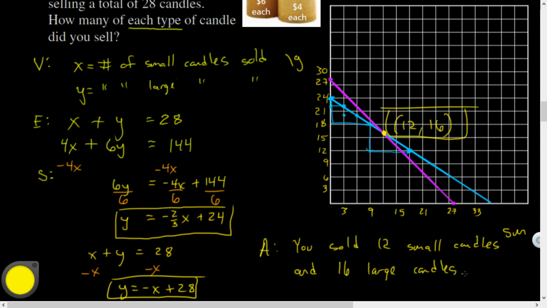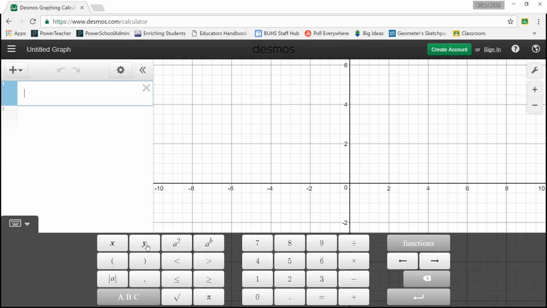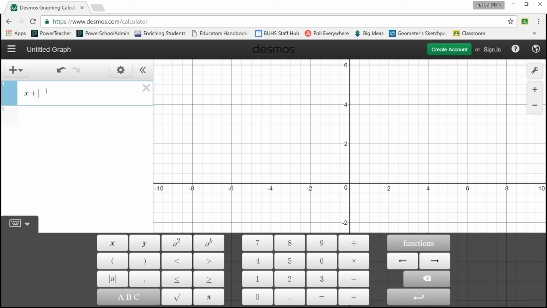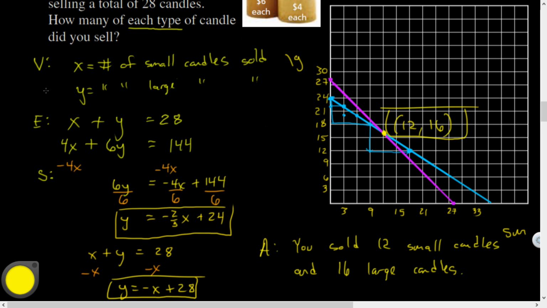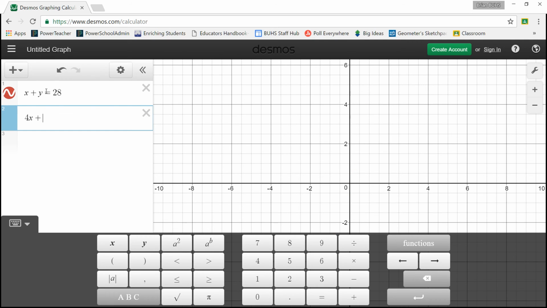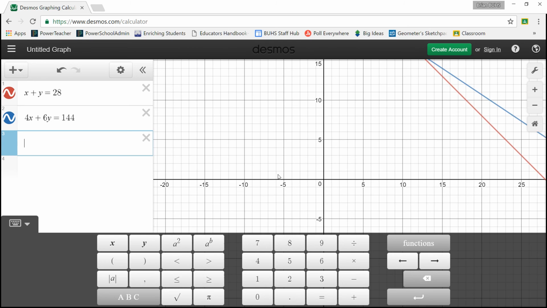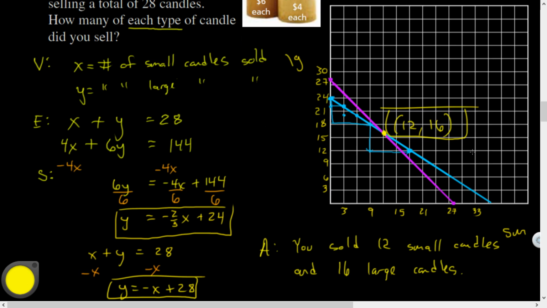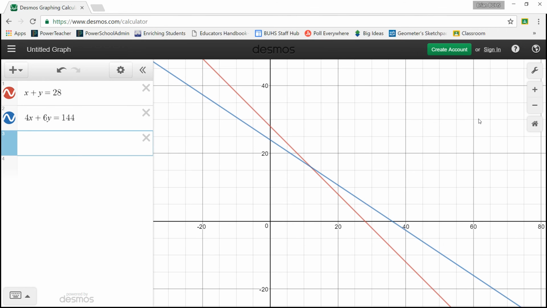And let me just open this up in Desmos super quick. So let's see, what was my first equation? x plus y equals 28. Nice thing about Desmos is it can graph even without slope-intercept form. And 4x plus 6y equals 144. Let's do the zoom out. Oh, look at this. So I've got a similar graph, right? I think you agree.